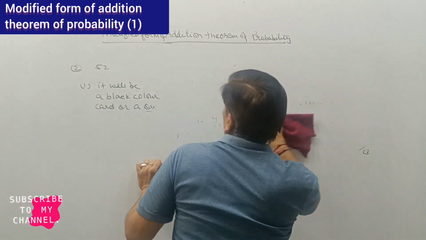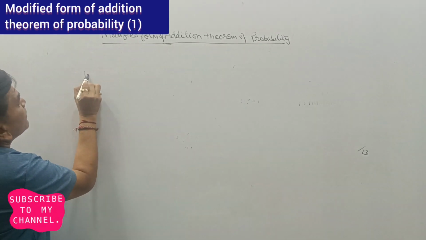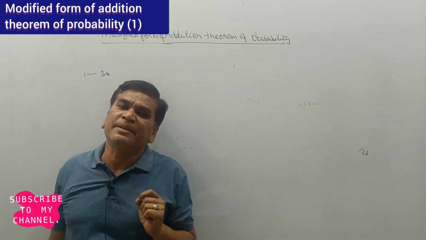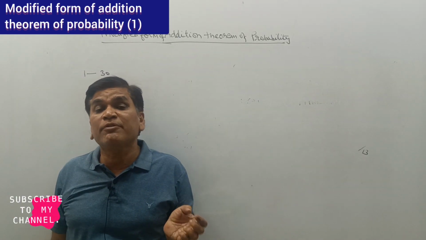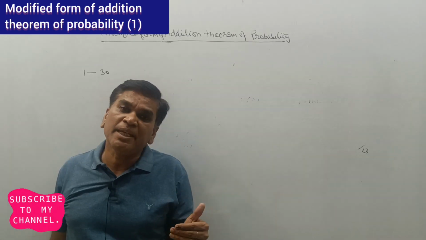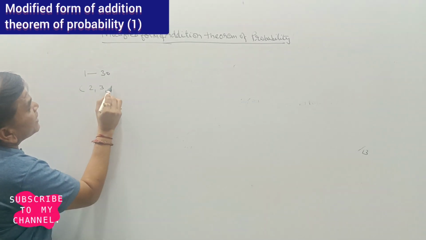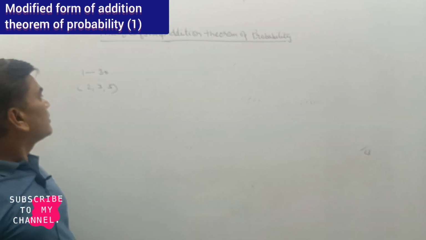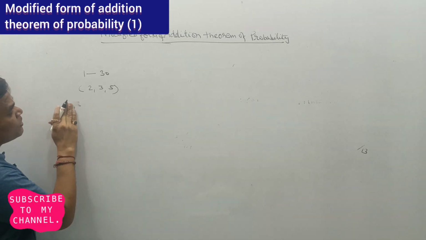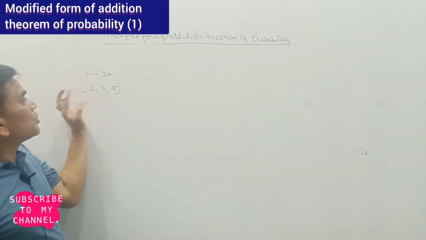Now come to another one. Numbers from 1 to 30 are over there. One number is chosen at random. What is the probability that it will be divisible by 2, 3 or 5? Between 1 and 30, there are 15 numbers which are divisible by 2.